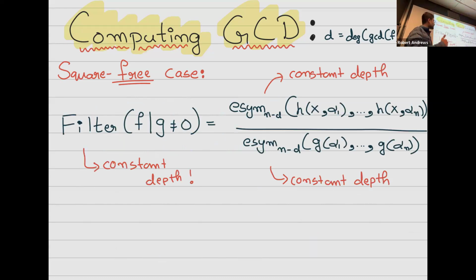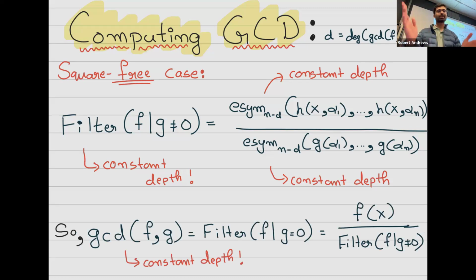What I wanted to convey was this. The filter operation, which was important to compute the GCD, is a rational function in elementary symmetric polynomials in the h's and the g's. And we know that we can do the right hand side in constant depth. Hence we can do this in constant depth. So we can compute the GCD in constant depth.